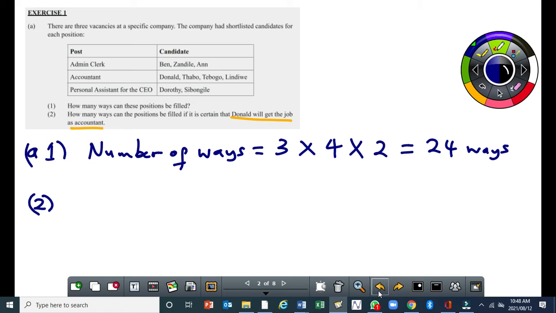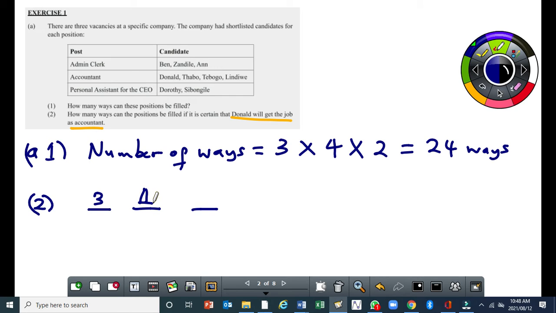We have got 3 positions. So let's say this is the first position. I'm going to represent it by a horizontal line, then the second one, then the third one. Now, how many people can take the position of the admin clerk? It's 3. Right? Then the accountant now is a fixed position out of the 4. The probability is 100% that Donald will take it. So only one person can take that.